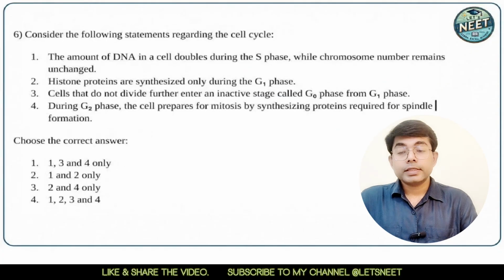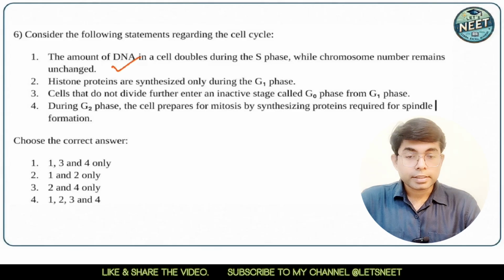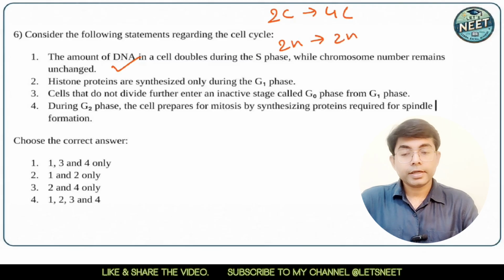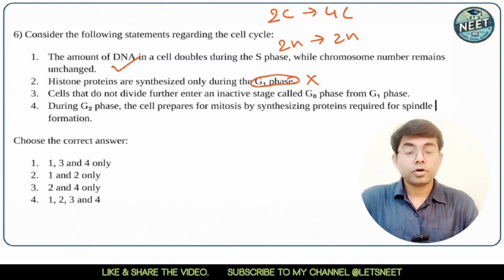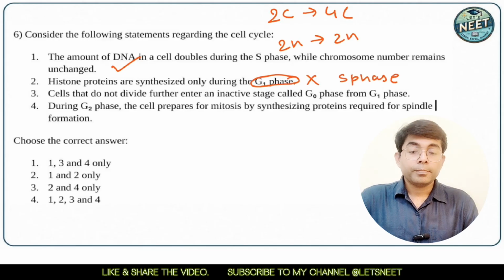Next question. Consider the following statements regarding cell cycle. The amount of DNA in a cell doubles during S phase while chromosome number remains unchanged. Yes, right. 2C becomes 4C, but 2N remains 2N during S phase. Correct. Histone proteins are synthesized only during G1 phase. This is wrong. Histone protein is synthesized during S phase. Then cells that do not divide further enter into an inactive stage called G0 phase from G1 phase.